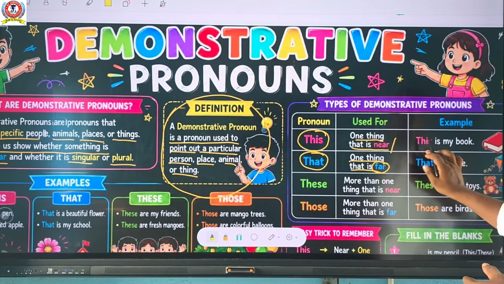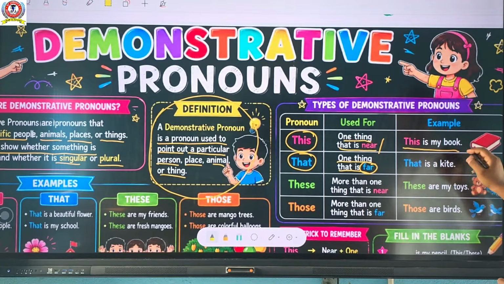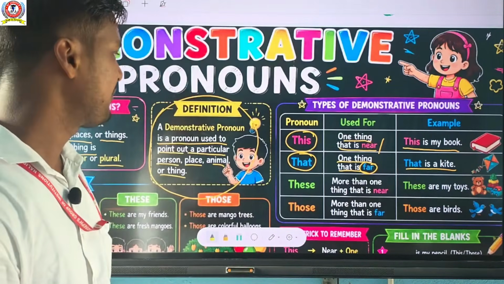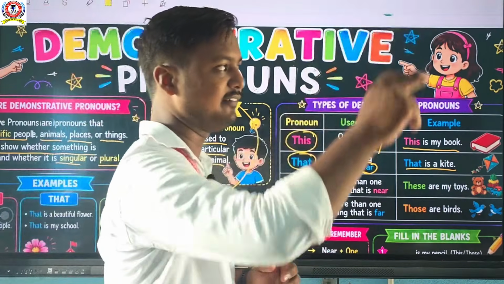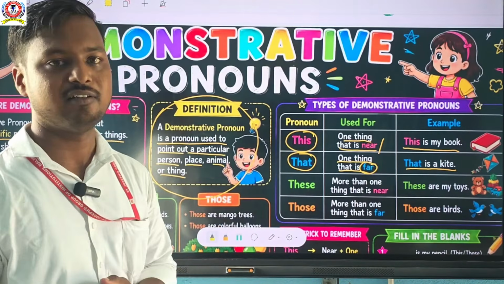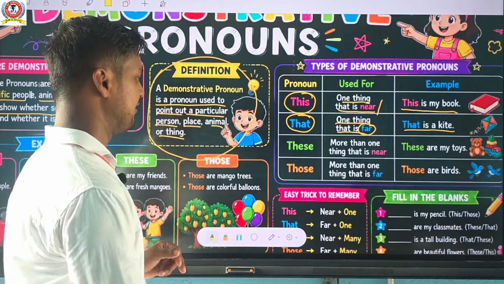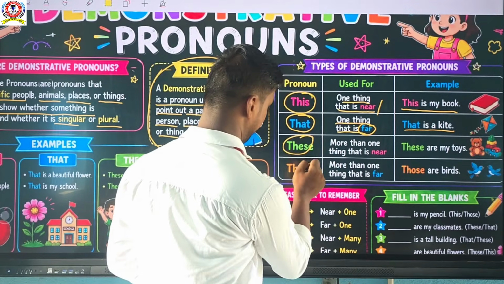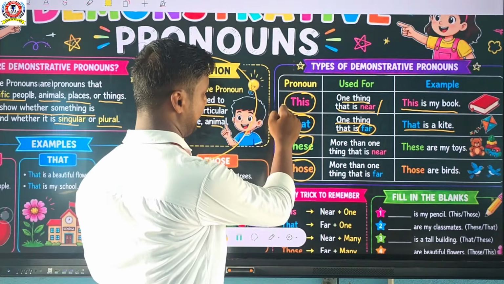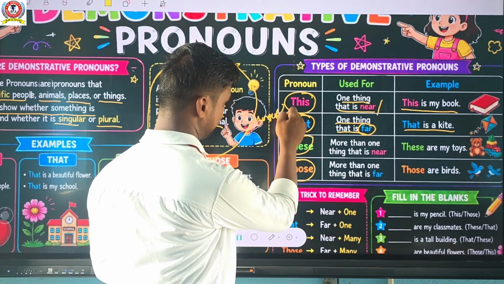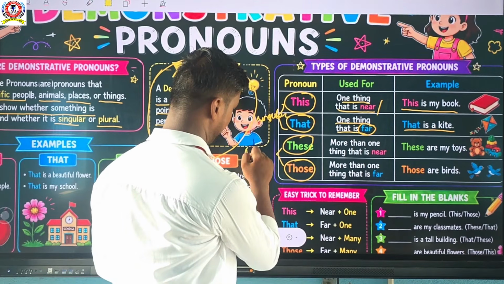For example, this is my book. That means the book is very near to me. And that is a kite. When you fly a kite in the sky, the kite is very high in the sky. At that time you can say that is a kite. That means the kite is not near to you. Then these and those. This and that we use in the singular, and these two, these and those, you have to use in plural.